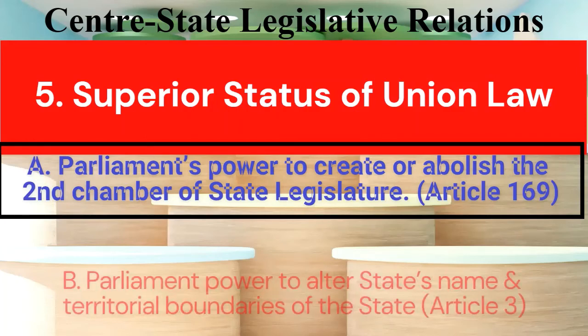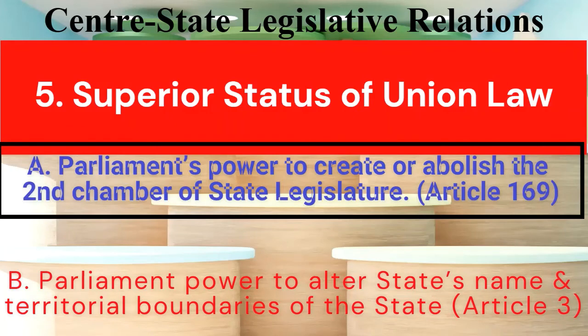And a similar feature is there according to Article 3. The Parliament has the exclusive right or power to alter the names and boundaries of the states. The territorial boundaries of the states can be changed, altered or divided by the Parliament alone.